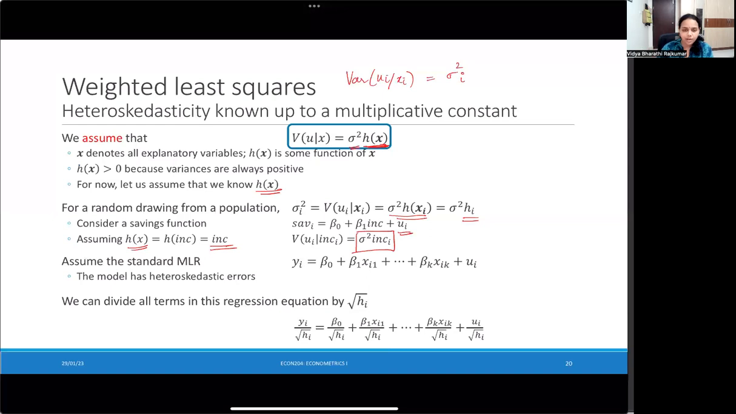Now, let's go ahead and look at the standard MLR model.